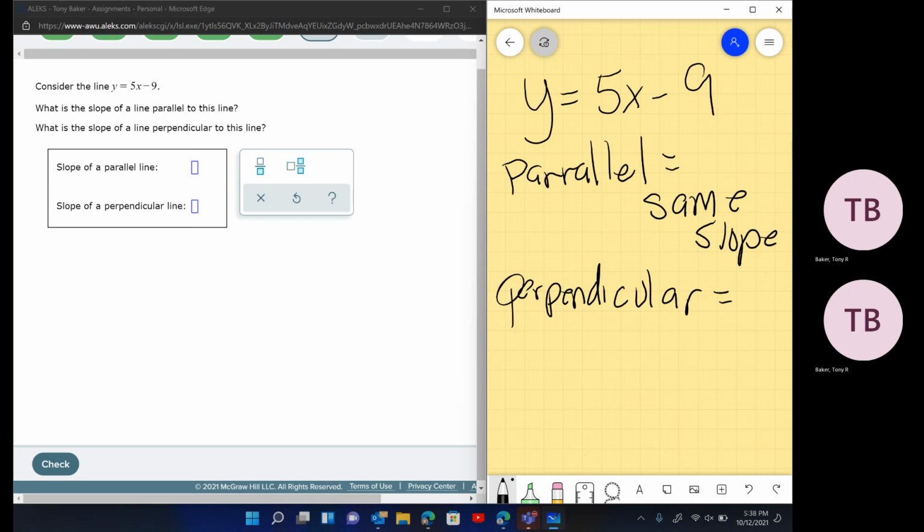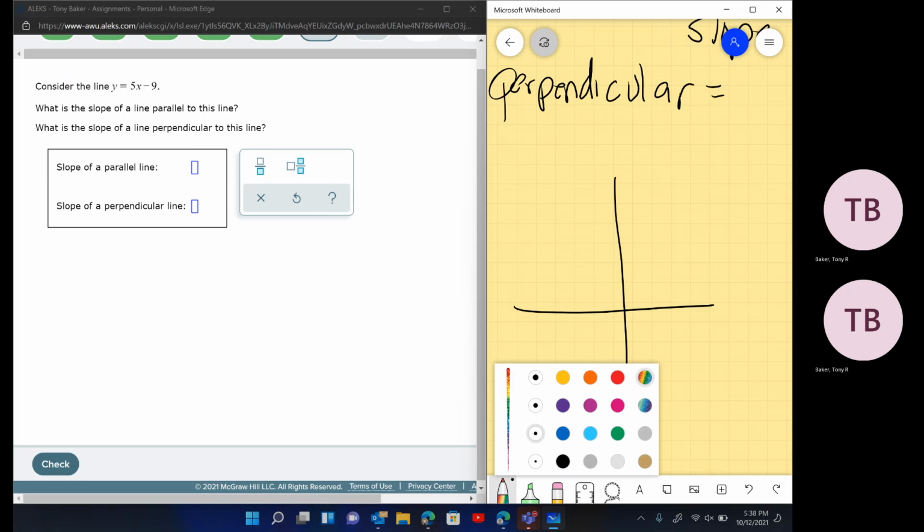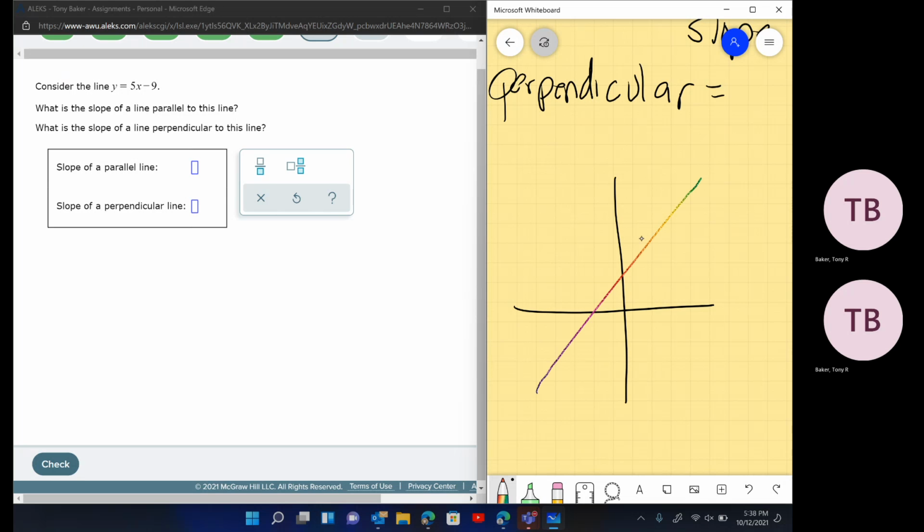If we're looking left to right, what's one of the lines doing? Actually, you know what? I'll draw. We'll go rainbow. So these are perpendicular lines. What do you notice about the two slopes of those two lines? I'll number the lines. Line 1 and line 2.